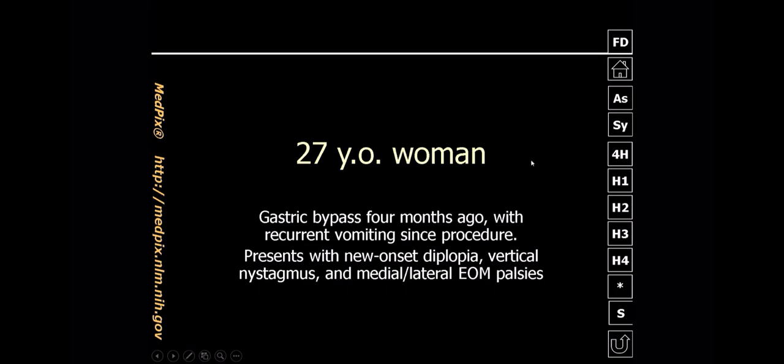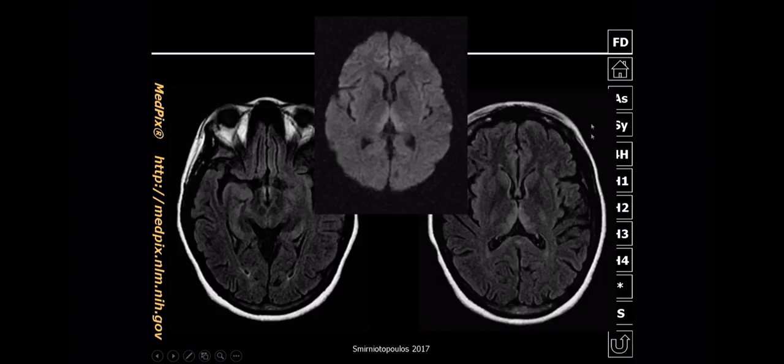Let's take a look at another case. 27-year-old woman, gastric bypass 4 months ago, recurrent vomiting since the procedure. She presents with diplopia, vertical nystagmus, and medial and lateral extraocular muscle palsies. So here are the scans. And the scans are abnormal. And the lesions are multiple, and they're bilateral, and they're very symmetric.